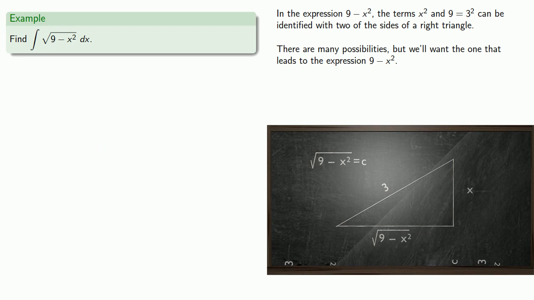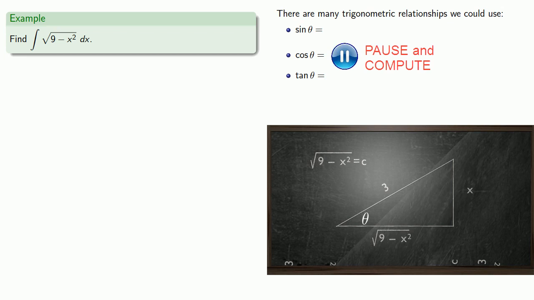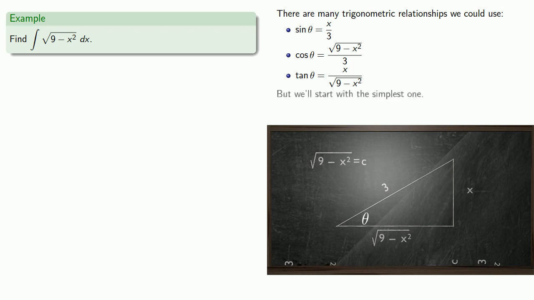And finally, since we are interested in finding the trigonometric relationships here, we'll need to throw in an angle theta. Again, there are many trigonometric relationships we can use. We could find the sine, cosine, or tangent of the angle theta. And because we seek to impress bands of wandering rogue mathematicians, we should pick the most complicated expression possible. But we'll start with the simplest one. And that seems to be sine of theta equals x over 3.